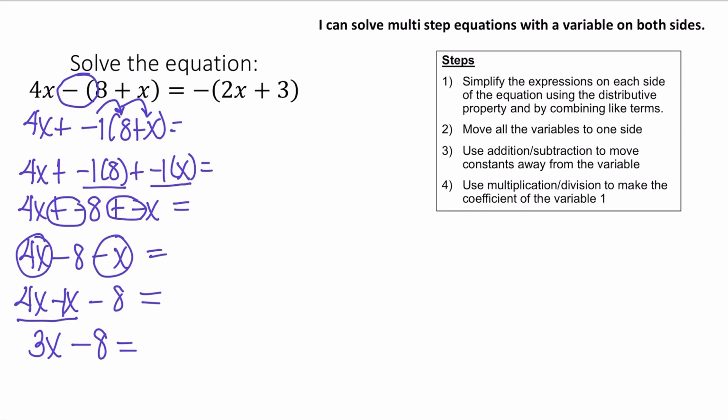Now I need to work on simplifying the right side. Well, I have negative 2x plus 3. Remember, that basically means there's a negative 1 in front of that 2x plus 3. So I'm going to go ahead and distribute that negative 1.